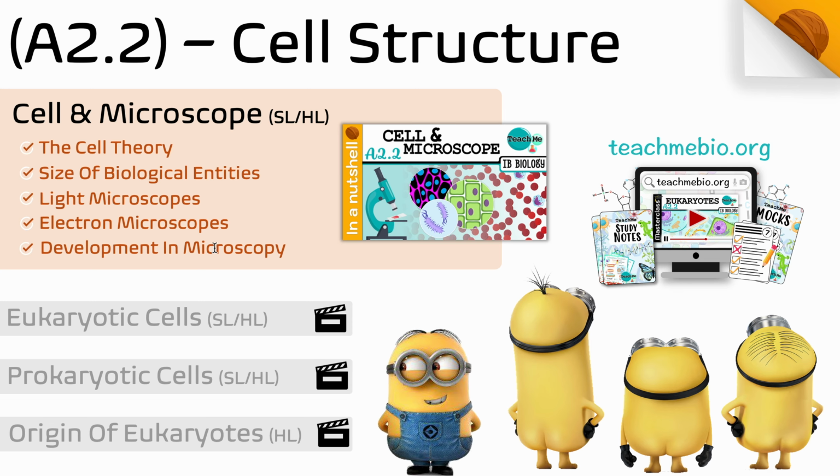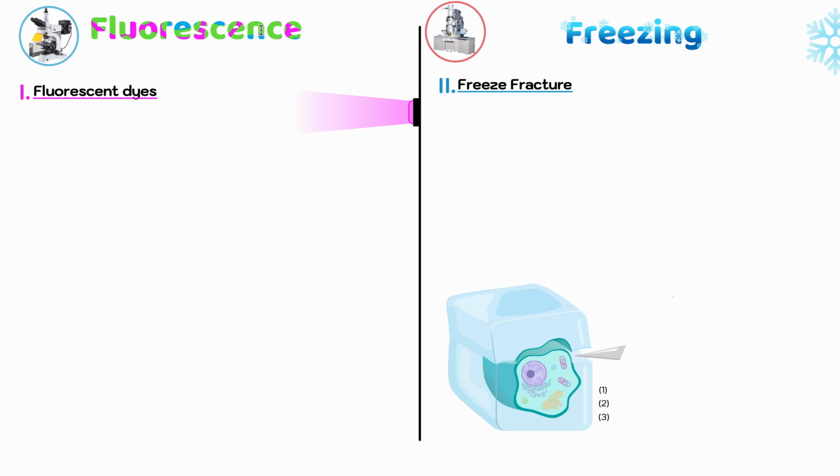Guys, we are almost there. Let's finish off this video by talking about developments in microscopy. We're going to talk about two developments, fluorescence and freezing. Let's start off with this one right here. You should know there's a very special kind of light microscope called a fluorescence microscope, and it works using UV light instead of visible light.